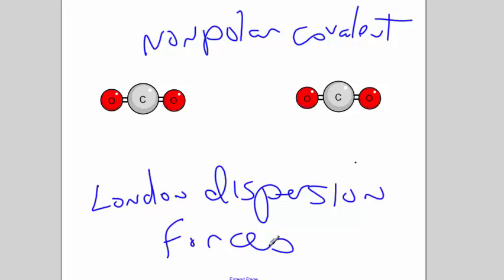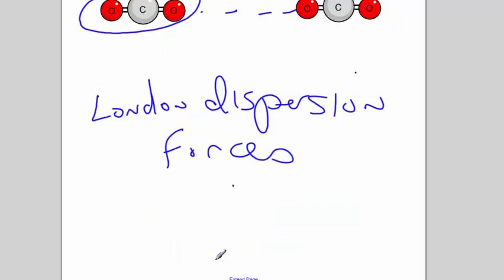London dispersion forces. Now remember, we're not talking about bonds between this carbon atom and this oxygen atom. That's not what we're talking about. What we're talking about is an attraction between these two different molecules. Now, think about this CO2 molecule. Essentially, we've got an electron cloud around the outside. And electrons move around randomly. So at some point in this random motion, there's going to be what's called a temporary dipole.